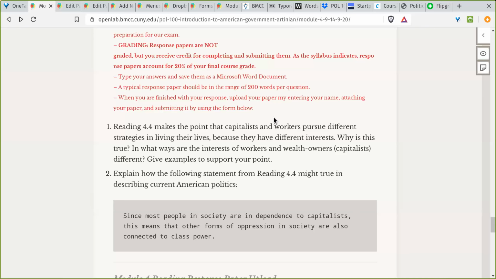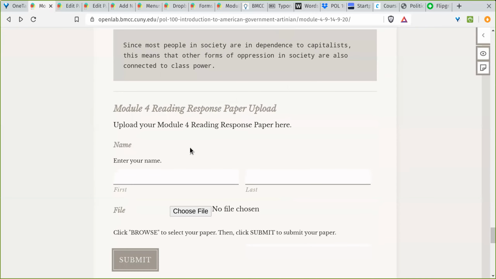So think about these things, and once you finish answering them on Microsoft Word or Google Docs or whatever, upload your answers via this form. Alrighty, and that's basically it for this module.